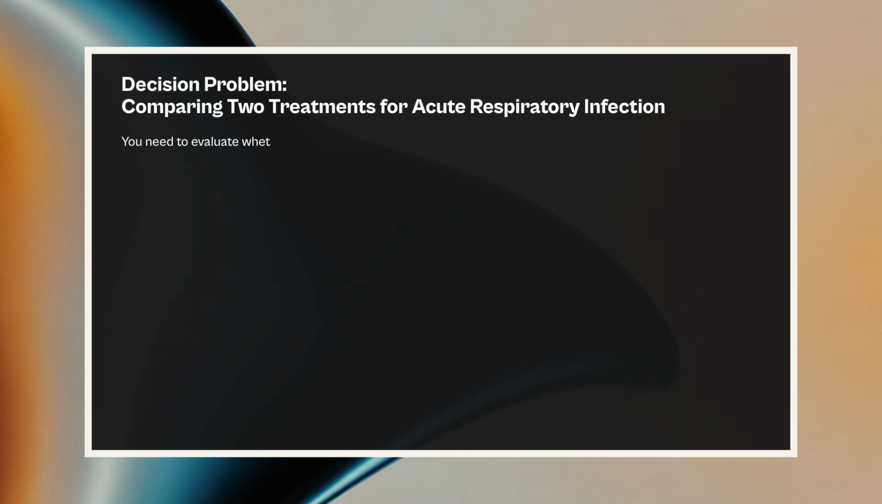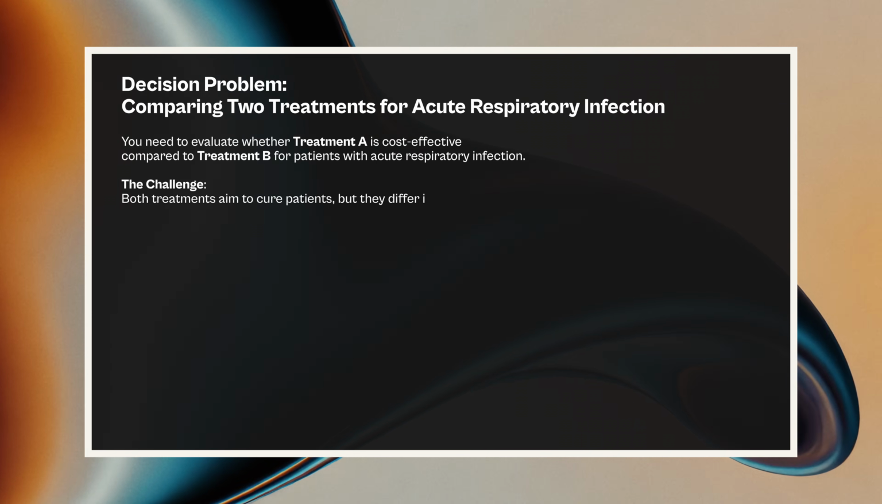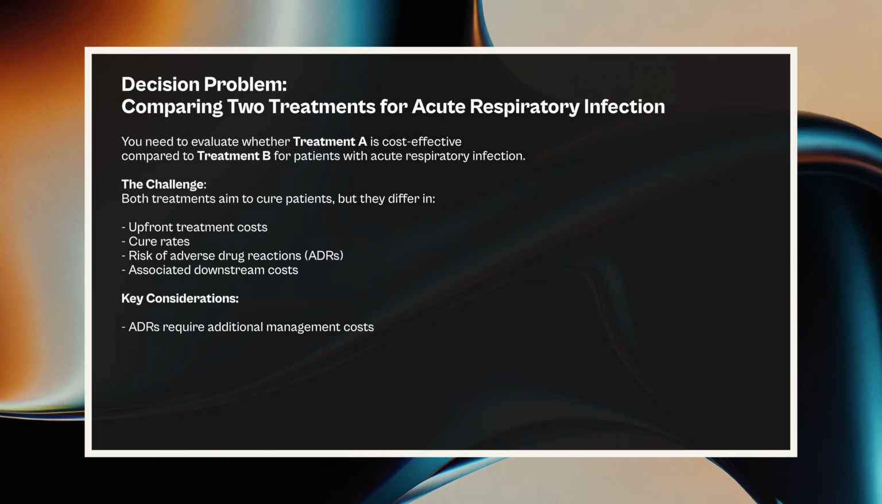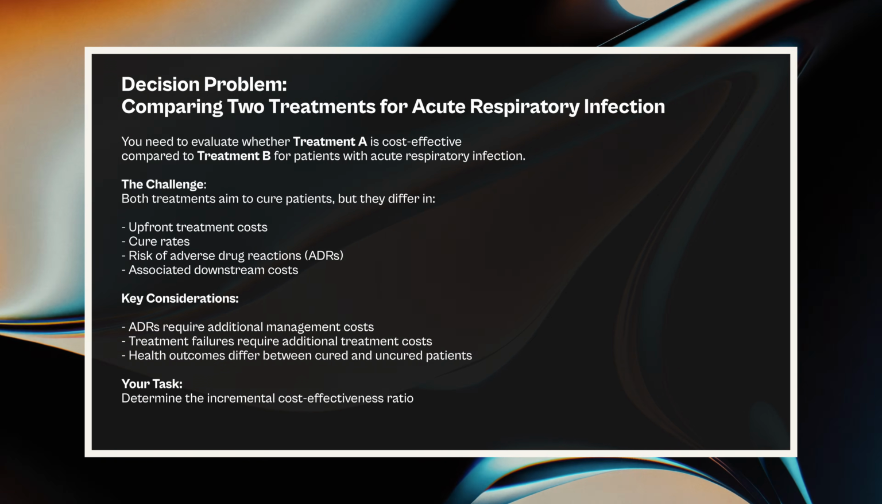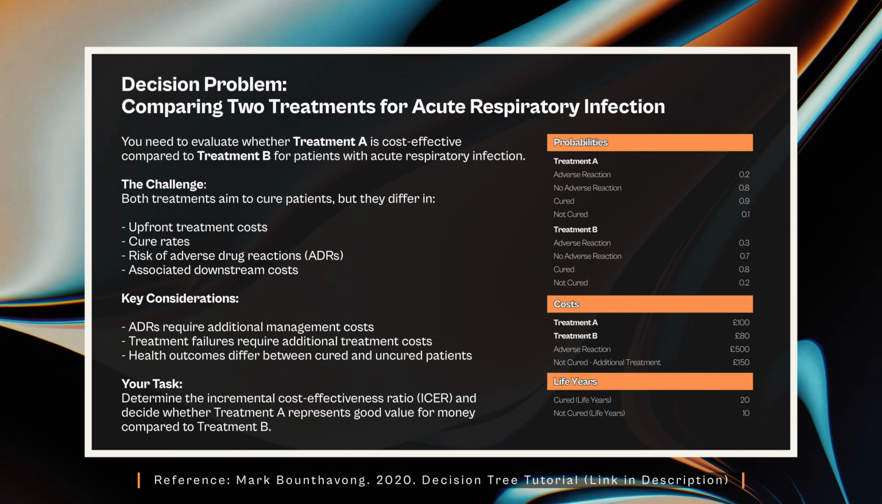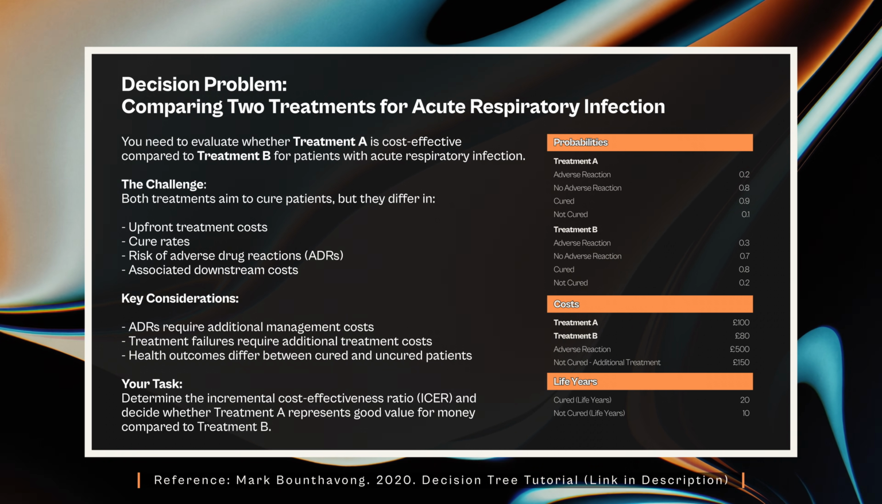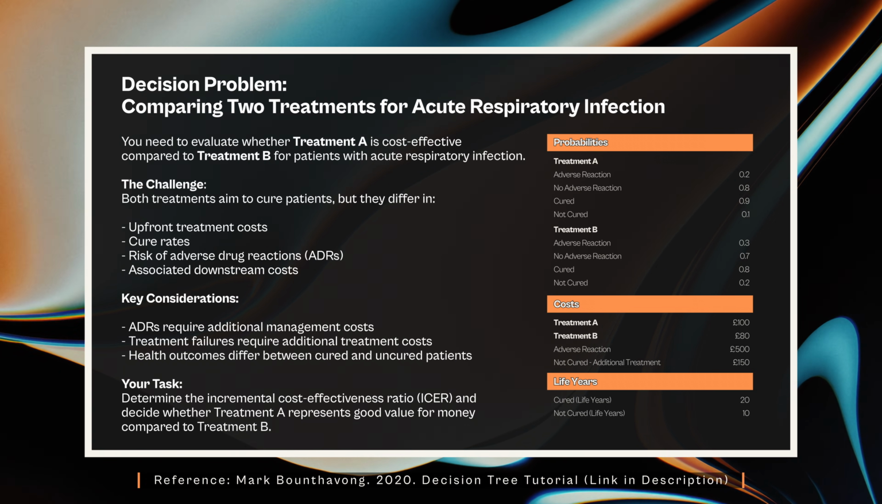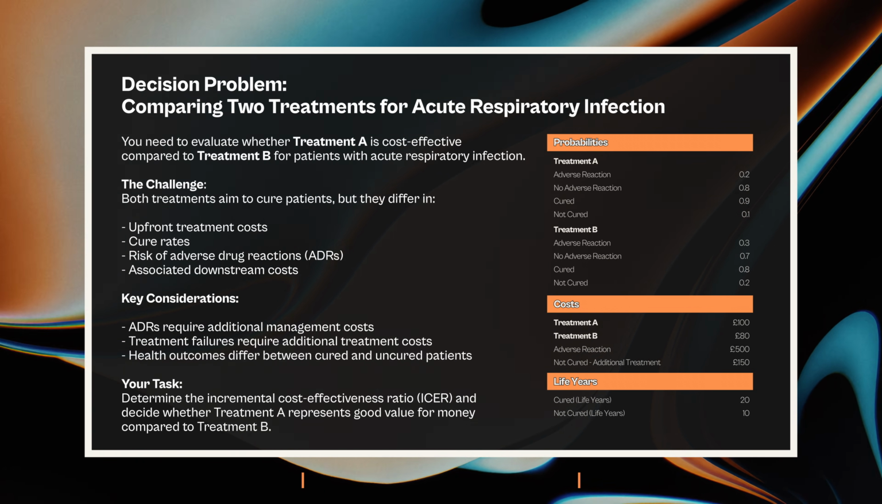Before we jump into R, let's understand the decision problem we're trying to solve. Imagine you've been asked to evaluate the cost-effectiveness of two treatments for acute respiratory infection, treatment A and treatment B. Both treatments have the same goal, to cure patients, but they differ in their effectiveness, cost, and the side effects profile. Here's what we know.